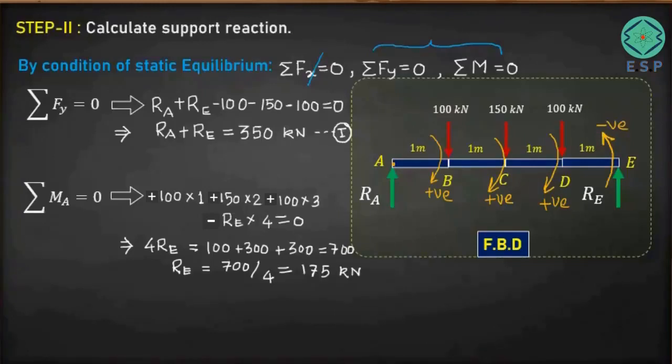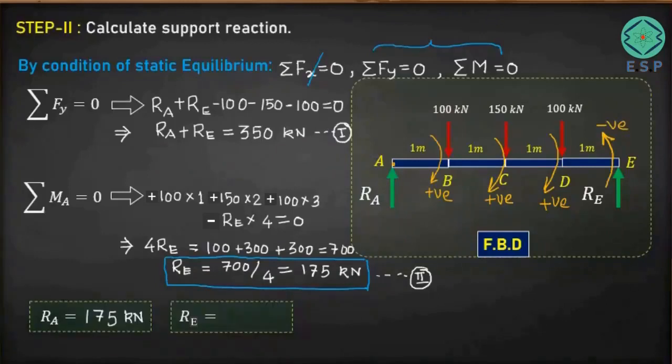So here we got the value of, so this I can call as equation number 2. So here we got the value of support reaction at point E. To calculate the value of RA, we substitute the value of RE in equation 1. We know RA plus RE is 350. So if I put RE equal to 175, the value of RA will also be 175. So we got the value of RA as 175 kilonewton.